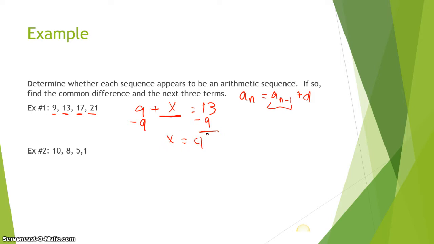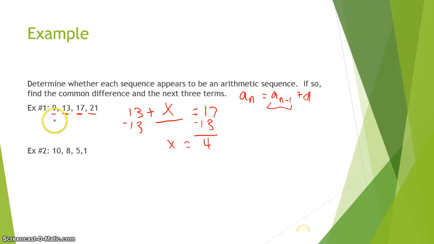Let's use the same formula, a of n equals a of n minus 1 plus d, to see what pattern's taking place between 13 and 17. So now I'll set it up. Watch what I'll do here. So I have 13 plus a value, we don't know, we can call that x, equals my next value, which is 17. If I subtract 13 from each side, 17 minus 13 is going to give me 4, so x equals 4.